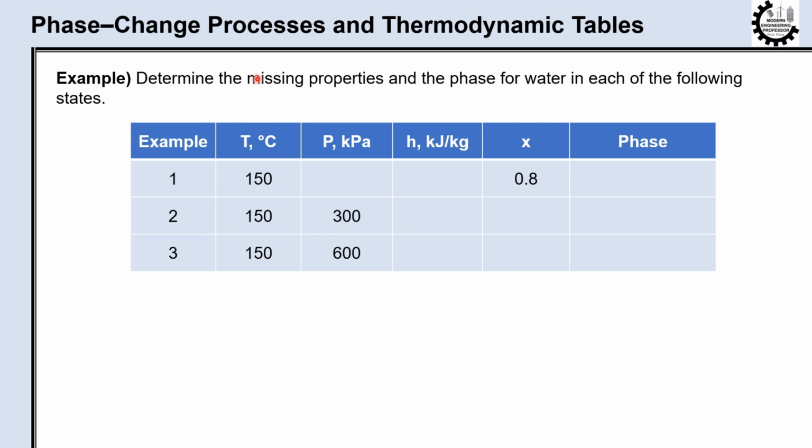Determine the missing properties and the phase for water in each of the following states. For each case, we have only two properties. As discussed before, the state of a thermodynamic system can be defined by only two independent variables, and all other variables can be determined from those two. We'll demonstrate this in these examples.